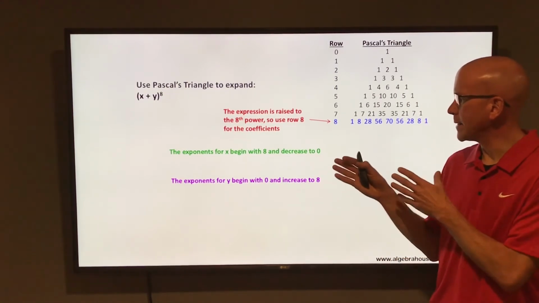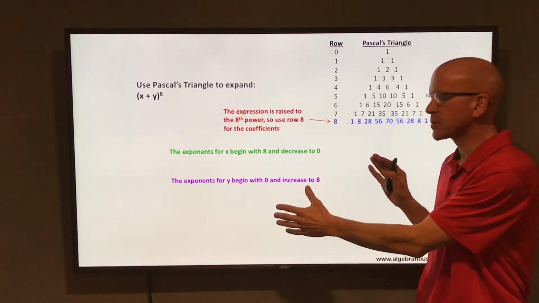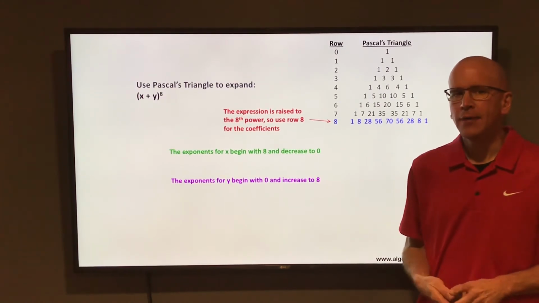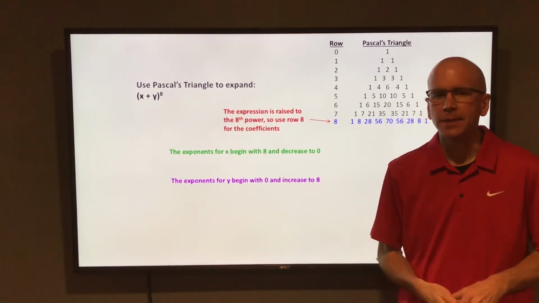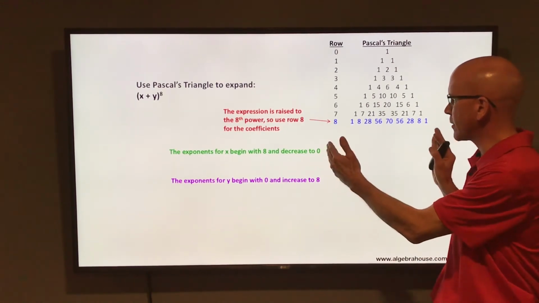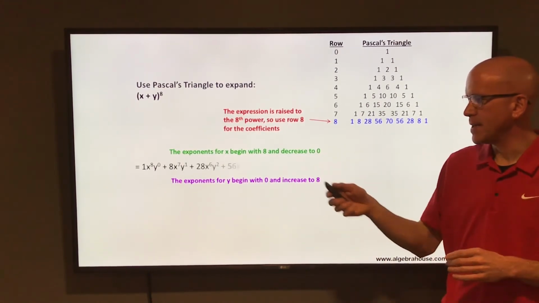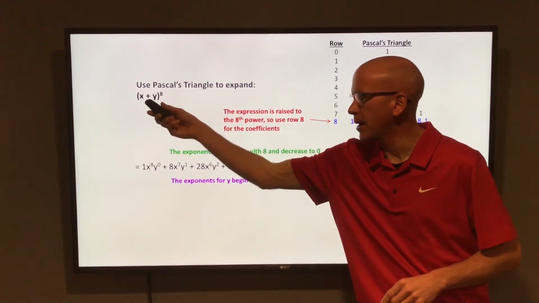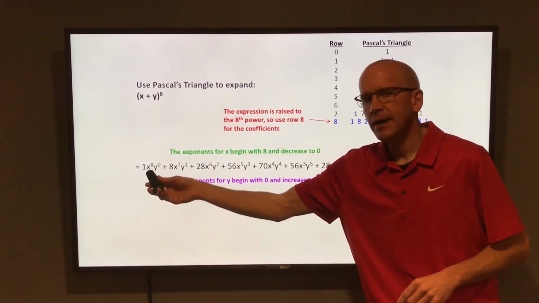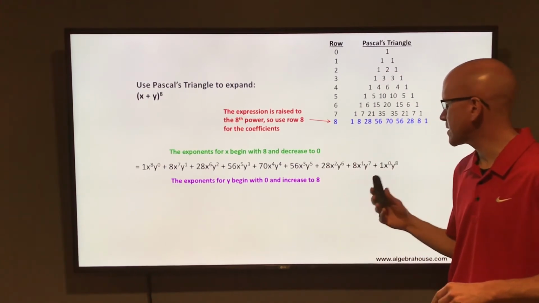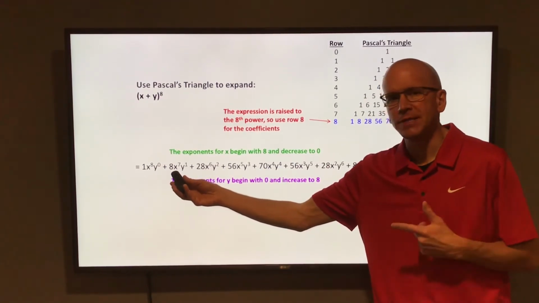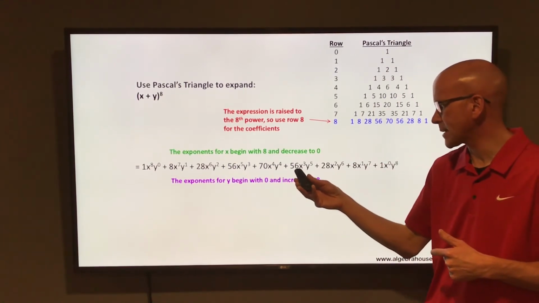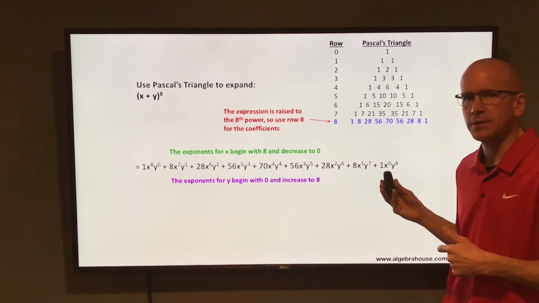So if we're doing this, we want to space out those coefficients. So we want to space out these coefficients for row 8, and then we're going to put the x's and y's in. So space those out across your paper, and then you put in the x's and y's. So you're going to start the x off, the first term of the binomial, to the 8th power, and then work your way down to x to the 0 power. So it'd be x to the 7th on the 2nd term, on the 3rd term be x to the 6th.